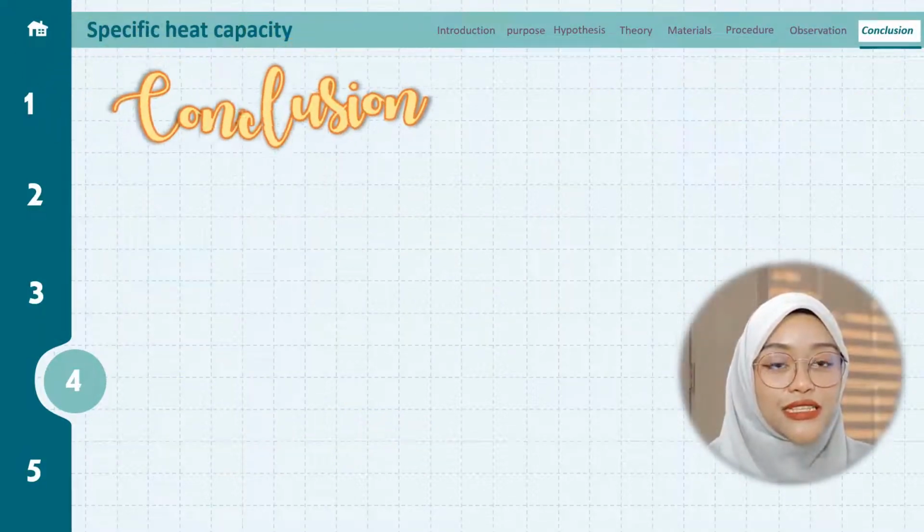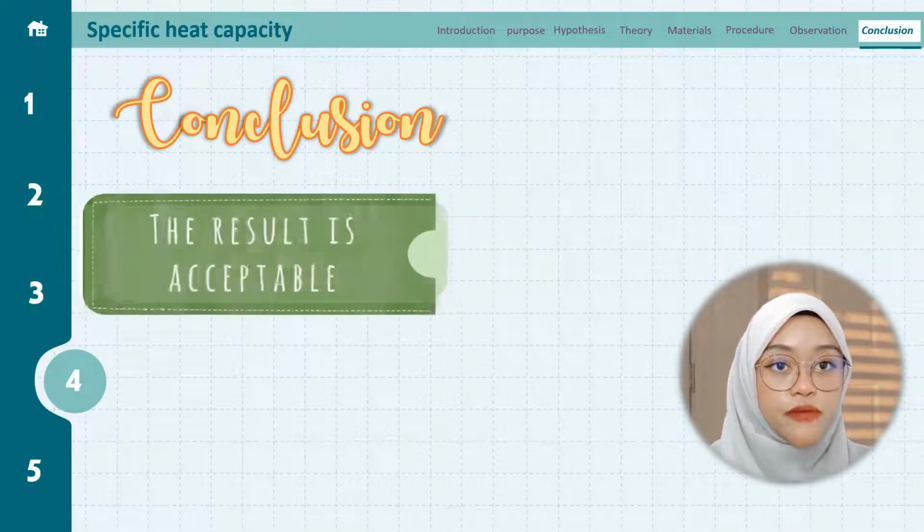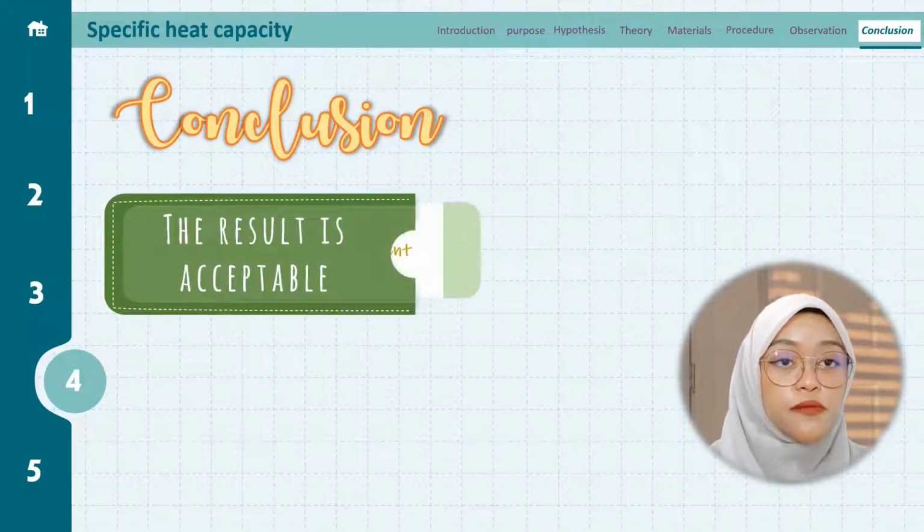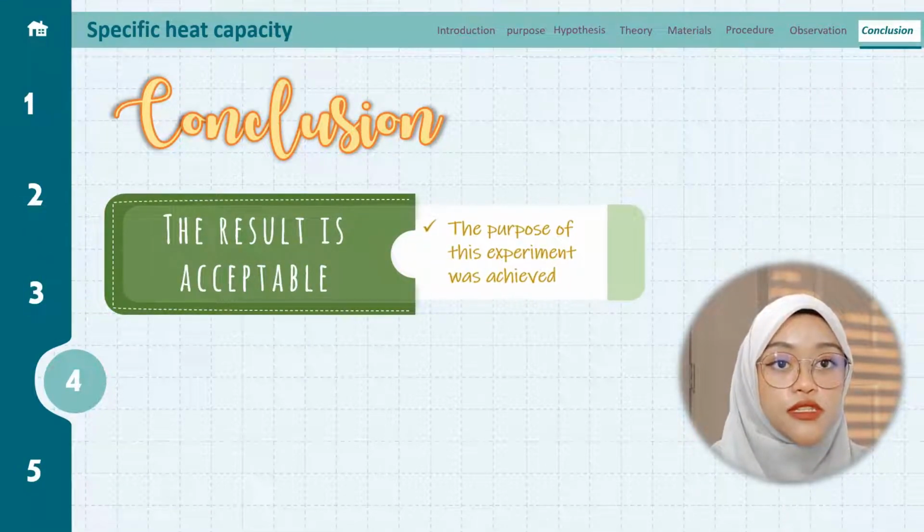Okay, lastly is about the conclusion. For this experiment, the result is acceptable. The purpose of this experiment is to determine the specific heat of metal. The apparatus was set up to record the calorimeter mass. The mass of the metal block was also measured. The heat bath was then heated. The metal block is carefully immersed in the heat bath and transferred to the calorimeter. As we did the experiment, we managed to calculate the specific heat of the metal blocks lead, copper, and brass.